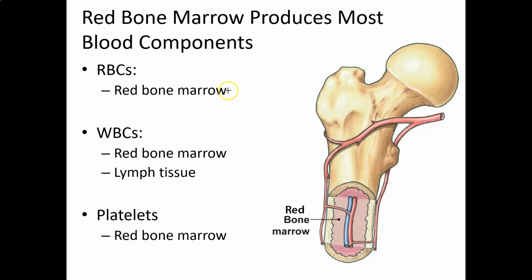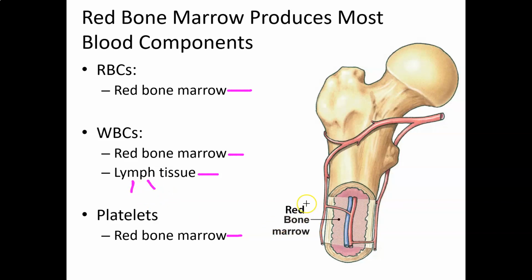So you'll see that the only place as adult humans we make red blood cells is in the red bone marrow. The only place we make platelets is in the red bone marrow. And most of our white blood cells are made in the red bone marrow. But we can make a few of the white cells in the lymph tissue. And in terms of the lymph tissue, there are only two types that we can make, and that's lymphocytes and then monocytes.